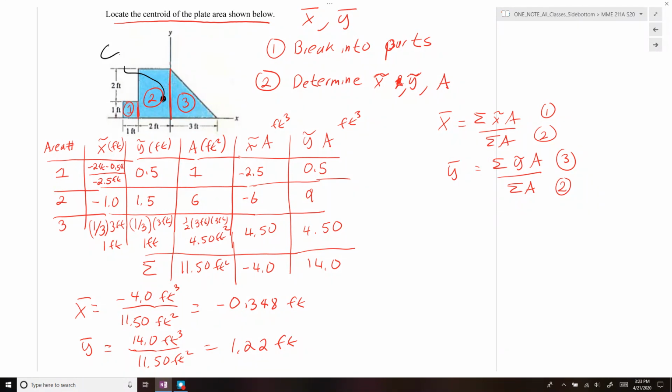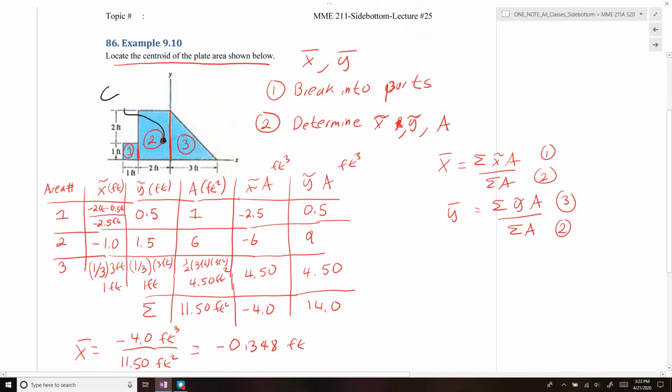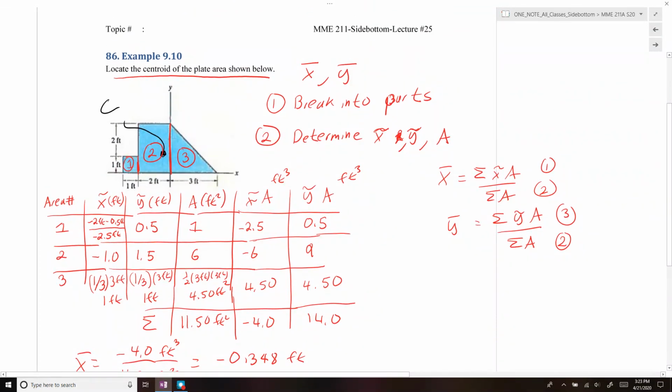So that's one way you can check to see if your centroid is correct. I would recommend plotting it on the original picture and making sure that it is in a location that would make some logical sense to you. Alright, so that concludes how you would calculate the centroid for an area.